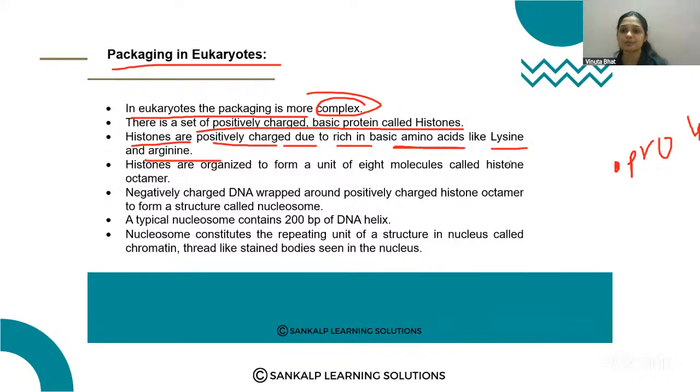These proteins have the lysine and arginine amino acids, so they are positively charged. Histones are organized to form a unit of 8 molecules called histone octamers.